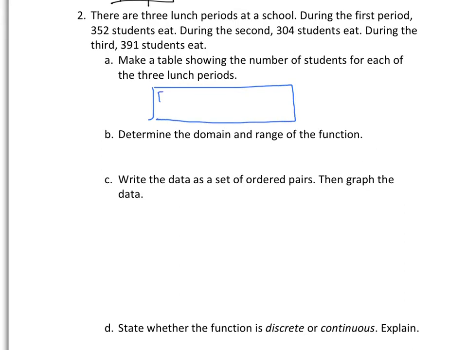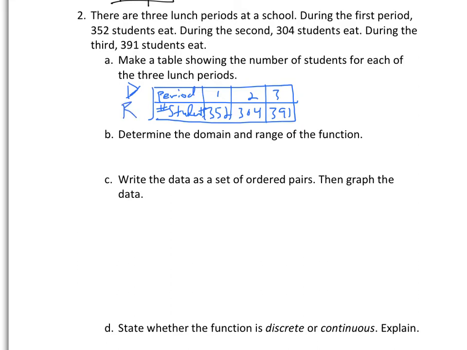Okay, so let's say the period. I'm going to draw my table this way just so you can see it both ways. And number of students. Good. So during period 1, there are 352. During period 2, 304. Period 3, 391. Now we just need to remember that the period is the domain, or x's, and the number of students is the range, or the y's.